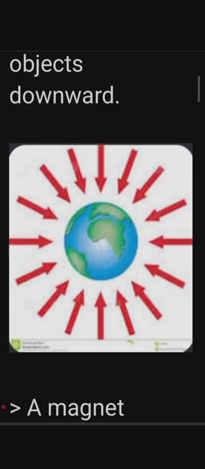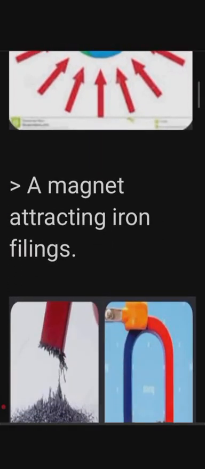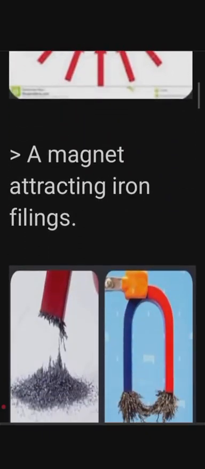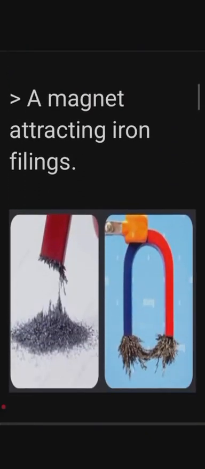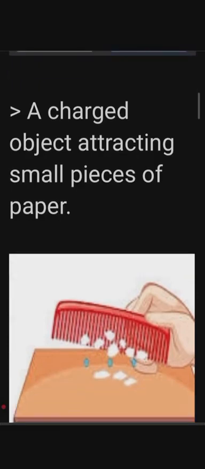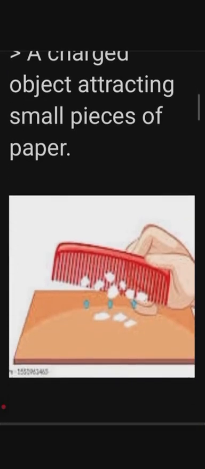This is a diagram of a force that is acting on the earth that pulls objects downward. Another example is a magnet. Now, this is a magnet attracting iron filings. This is an example of a charged object attracting small pieces of paper.